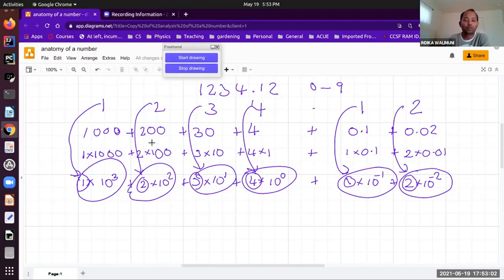1000, and 2 has the value 200. So we can see that the significance of a digit increases from right to left, and we say this 1 is the most significant digit, this 2 over here is the least significant digit. So there you have it, anatomy of a number.